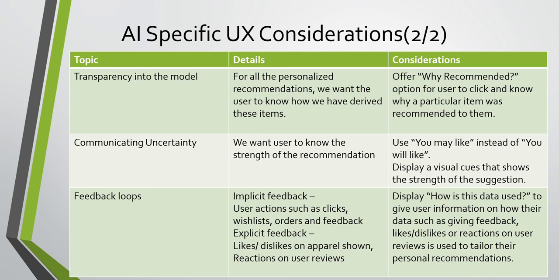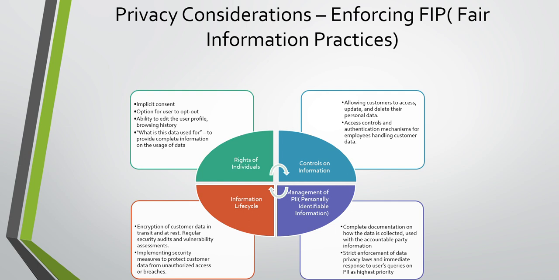Feedback loops again display to the user how this data is used, and we collect feedback via implicit and explicit feedback loops. Then coming to the privacy considerations, on how we enforce fair information practices. Rights of individuals: the user has the option to opt out, and we will give them information on what this data is used for, to give complete information.